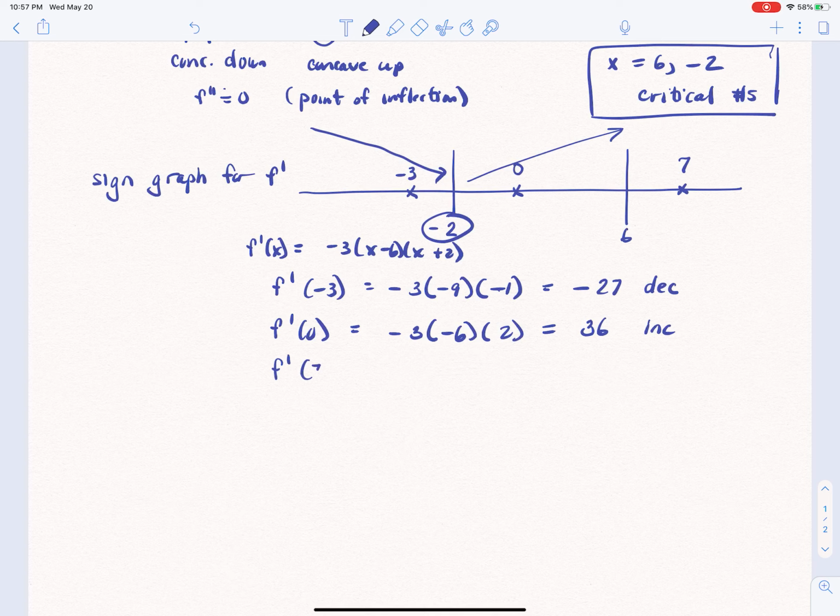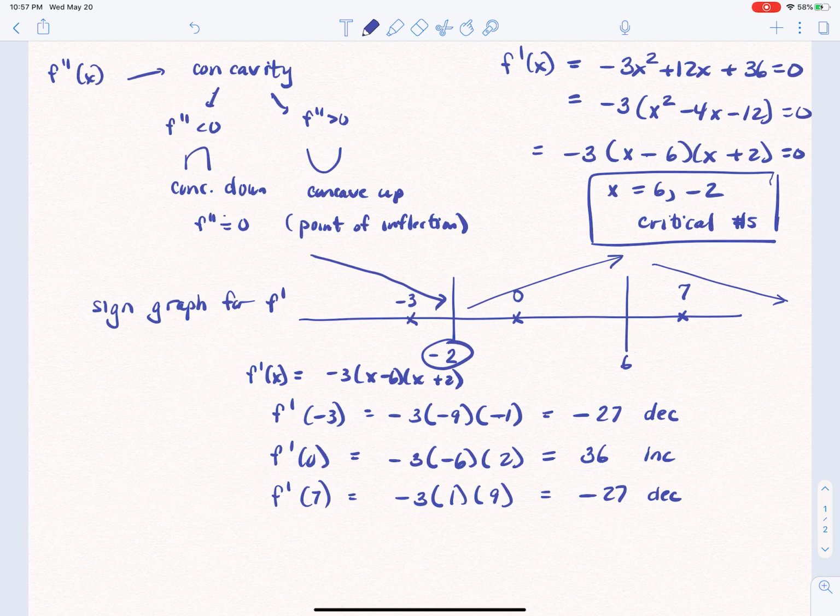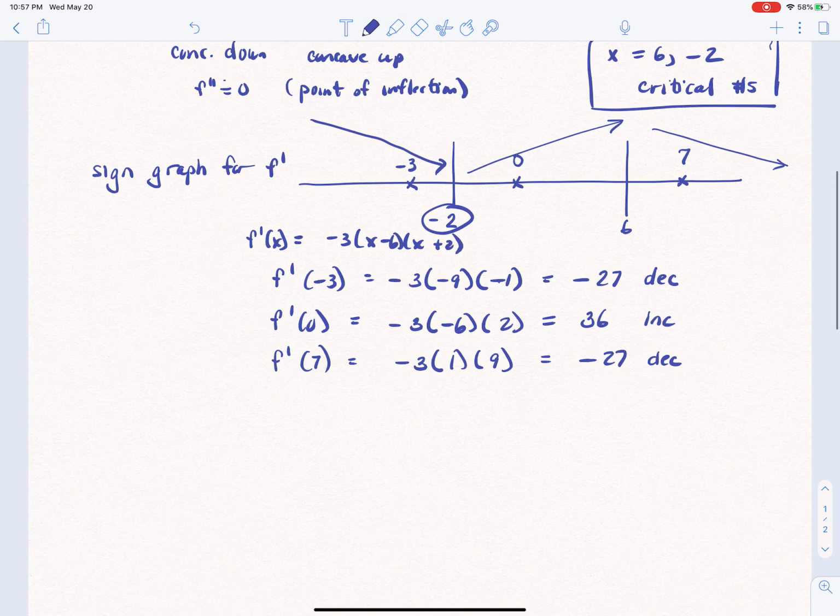So plugging in 7 now, we get -3 times. Well, 7 minus 6 is 1. 7 plus 2 is 9. And again, I don't care about the value, but I do care that it's negative. And just like that right there, we can answer a lot of questions already.